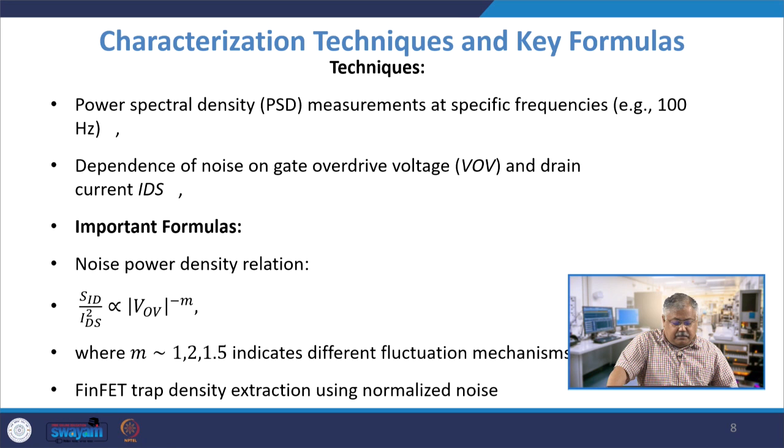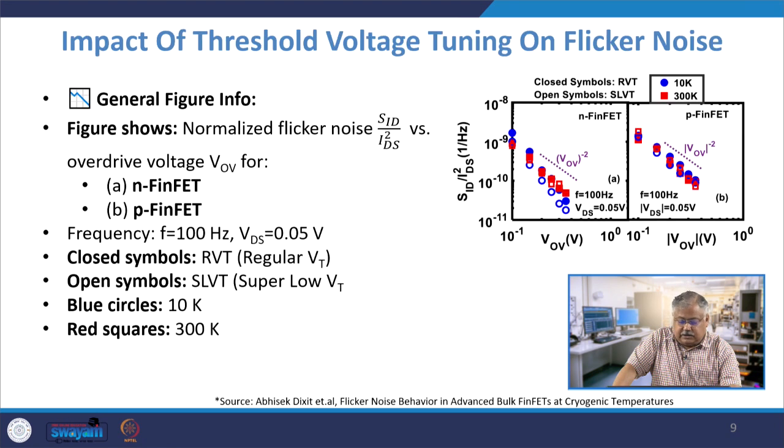Now, let us look at some important formulas. The noise power density relationship is given as SID, which is the noise, over ID square, which is proportional to V overdrive to the power minus m, where m can be 1, 2 or 1.5. Various fluctuation mechanisms are predicted by this small m value, and from here you can predict the trap density in a normalized noise using the normalized noise technique.